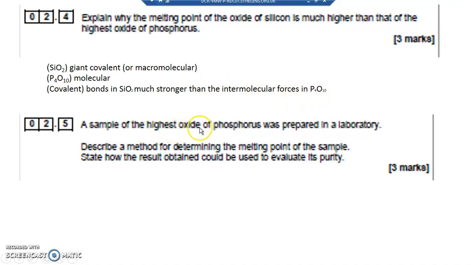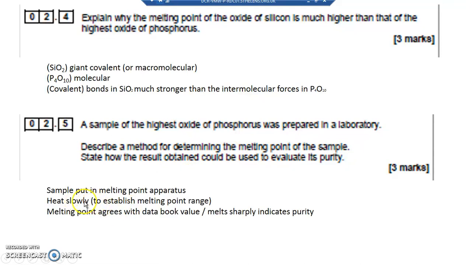The sample of the highest oxide of phosphorus was prepared in the lab. Describe the method for determining melting point. So you put a small amount in a melting point tube, and then you melt it. You heat it slowly at first. Well, you can say heat it slowly throughout, actually. You heat it slowly, especially near the expected melting point.